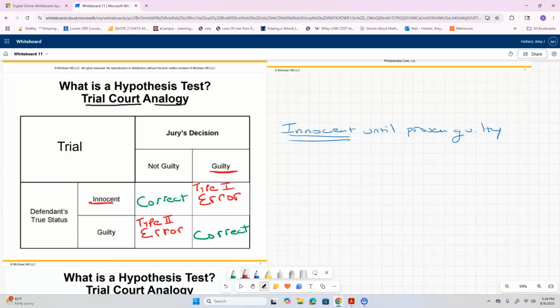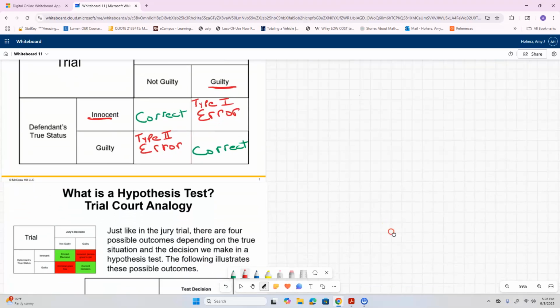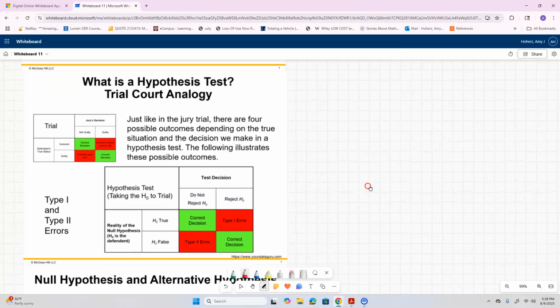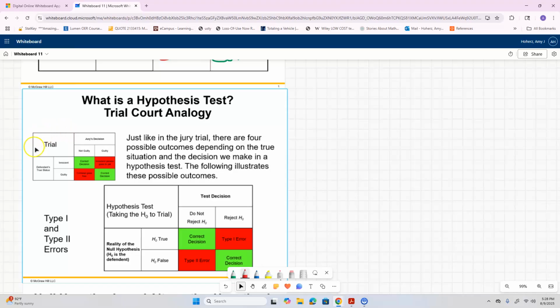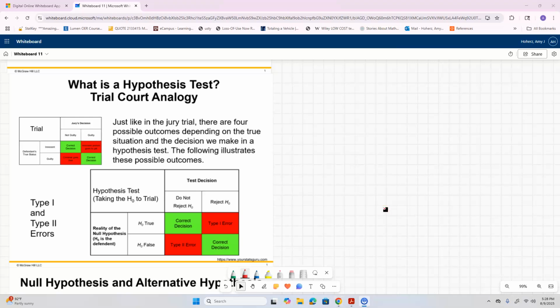So now, remember, we have a defendant, we have a decision. Sometimes that decision is correct, sometimes it is an error. We're going to apply that now to our hypothesis testing. So in hypothesis testing, I have that same trial chart here in a little bit smaller form so we can compare. So just like in a jury trial, there are 4 possible outcomes when we're talking about a hypothesis test. There's a true situation and there's a decision that needs to be made.